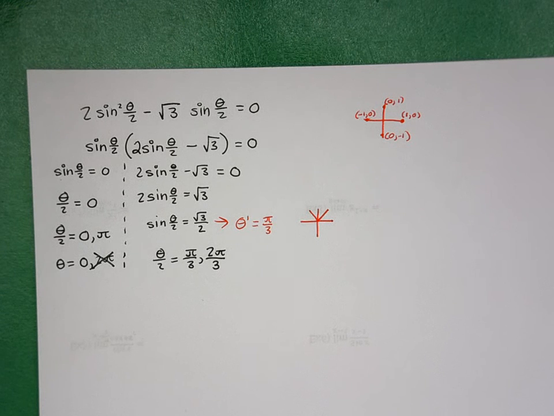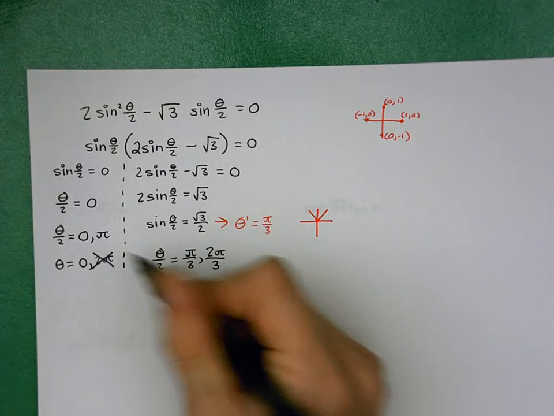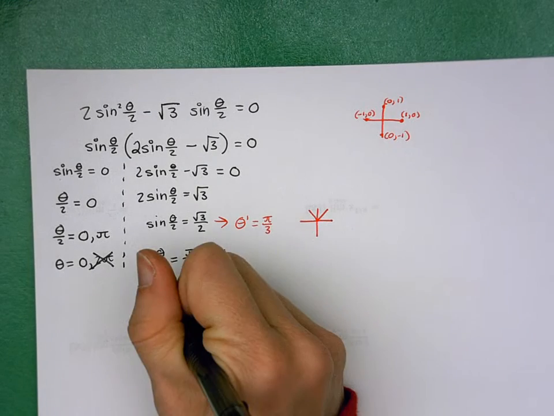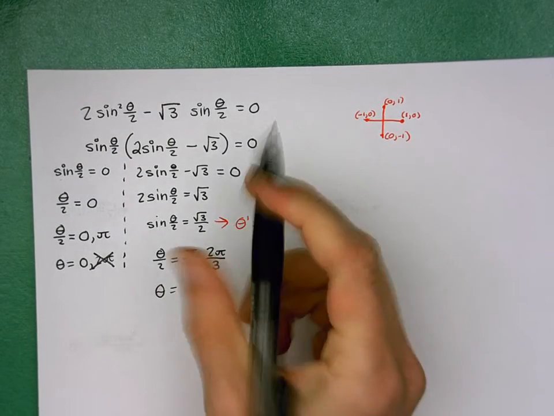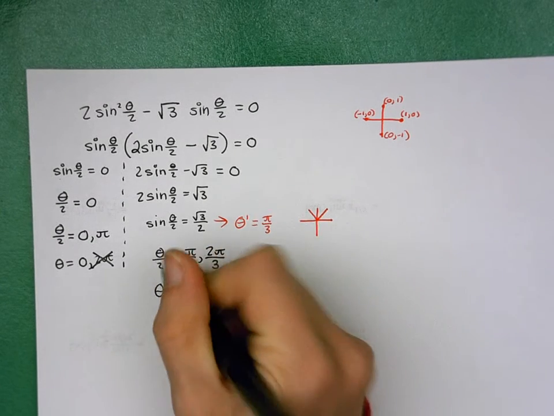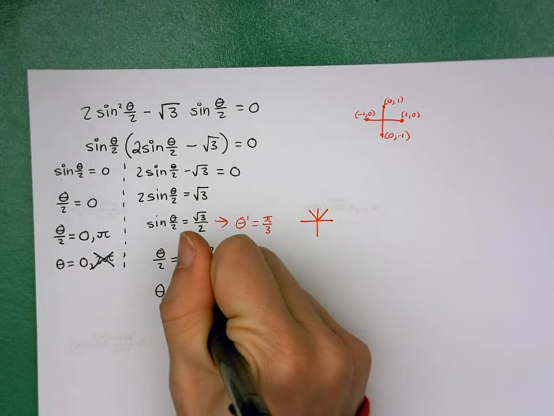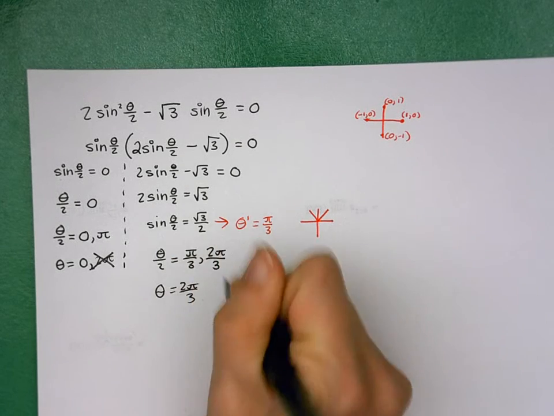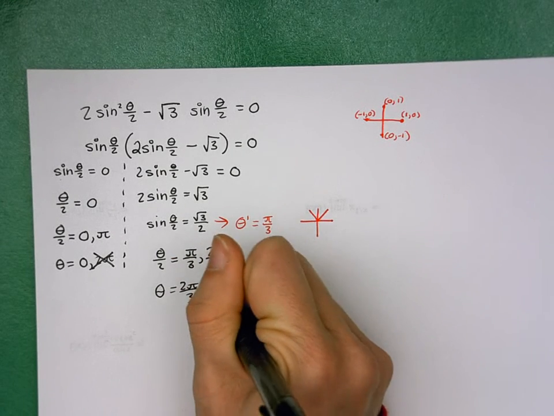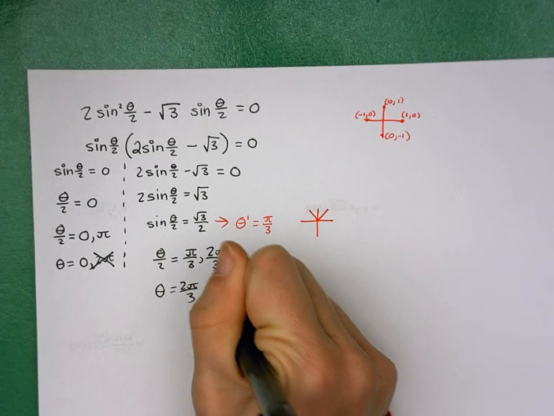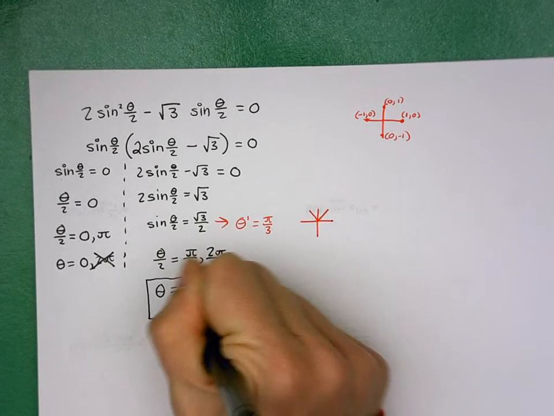And I can show that by multiplying the 2 through in this particular case. So we have our theta equals, if I multiply the 2 to each of these, 2 times pi over 3 is 2 pi over 3. Multiplying the 2 to the 2 pi over 3 over here, we get 4 pi over 3, which still sits inside of my domain of 0 to 2 pi.